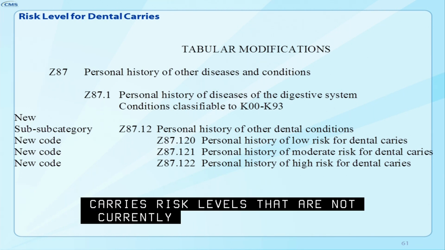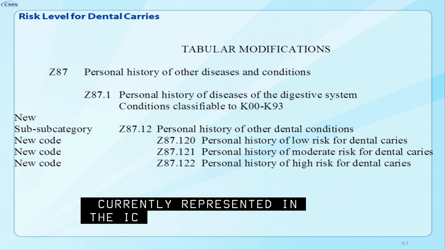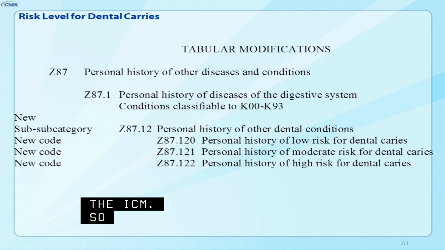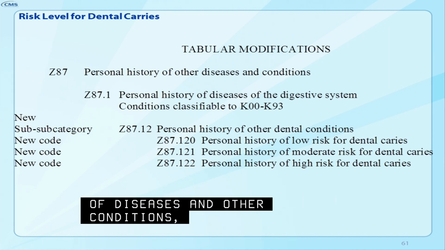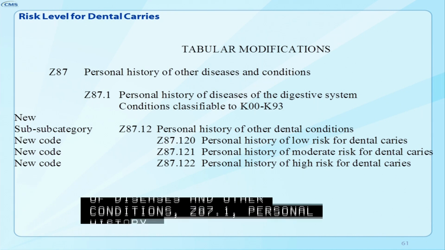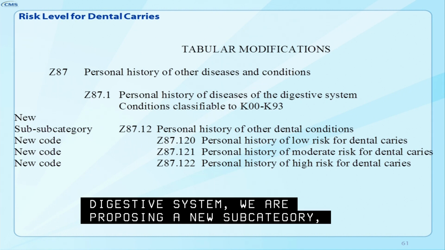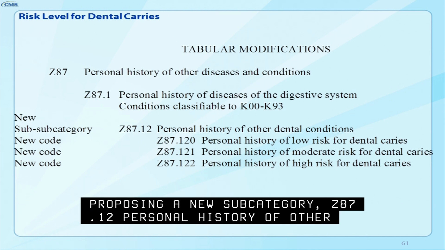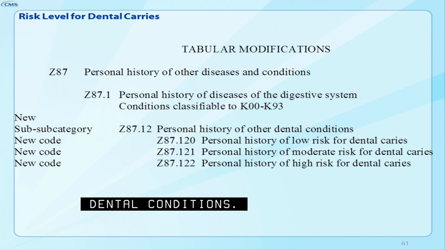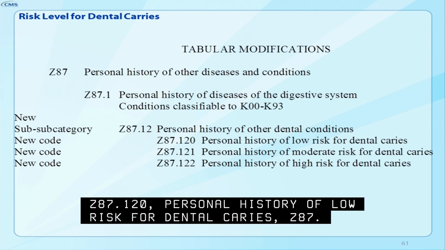So at Z87, under personal history of other diseases and conditions, Z87.1, personal history of diseases of the digestive system, we are proposing to add a new subcategory of Z87.12, personal history of other dental conditions, new code Z87.120, personal history of low risk for dental caries, new code Z87.121, personal history of moderate risk for dental caries, and new code Z87.122, personal history of high risk for dental caries. And I see we have questions.